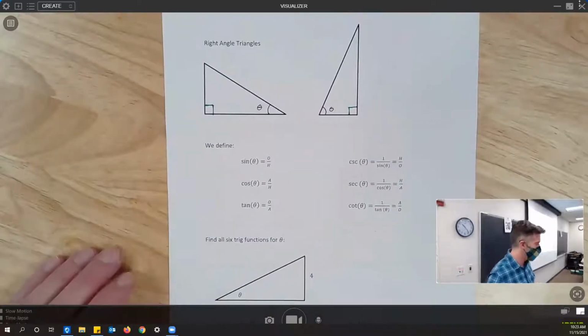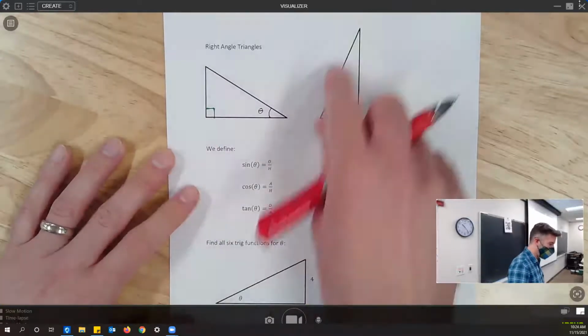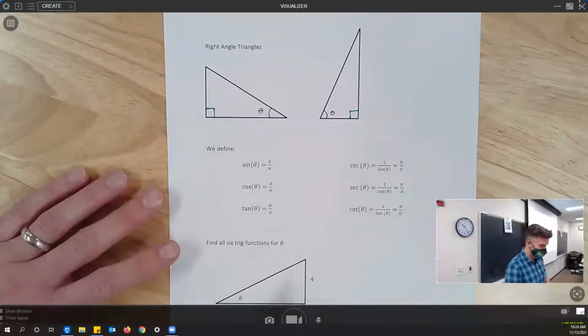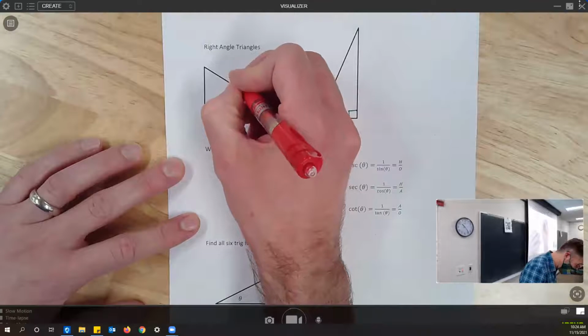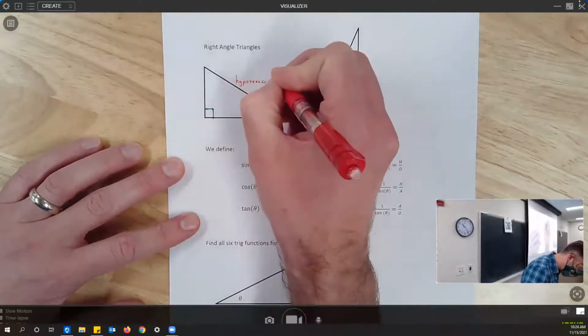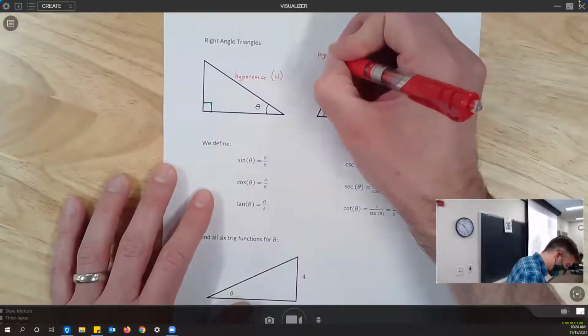I'm just going to label the sides of the triangle. So in a right triangle, the longest side is always called the hypotenuse. You can also think of it as the side that is opposite the 90-degree angle. So this side right here is the hypotenuse, or H.